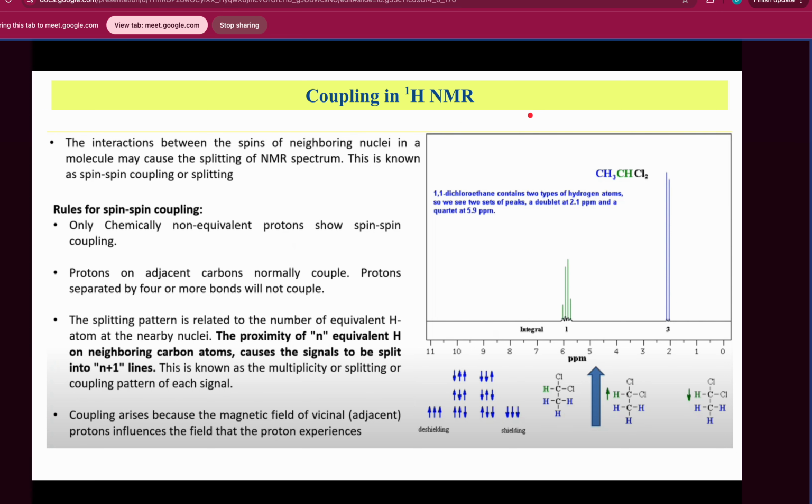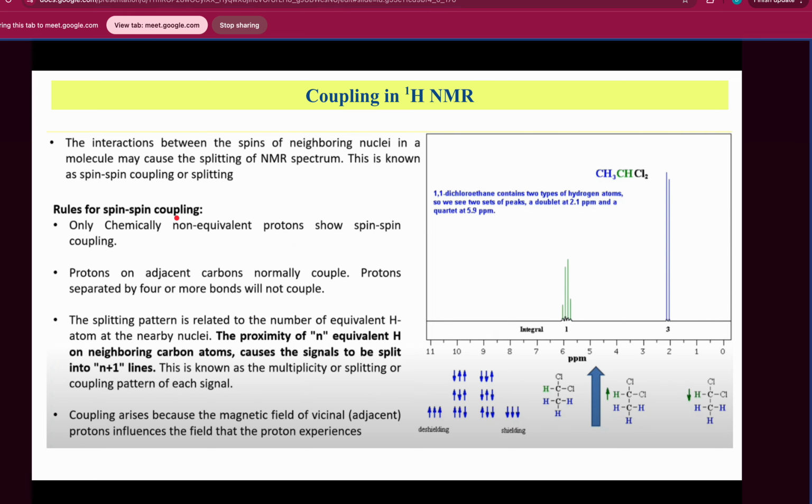Now, these are some of the examples. So coupling in H1 NMR. What does coupling mean? Coupling means the interaction between the spins of neighboring nuclei in a molecule, which may cause the splitting of the NMR spectrum. Because in the previous case, when we were studying the sub peaks, sub peaks are nothing but the splitting of peaks. So within each peak, there is some splitting happening. How that splitting happens is known as coupling, because there are nuclear spins interacting with each other, which is bringing about this splitting in the NMR signal.